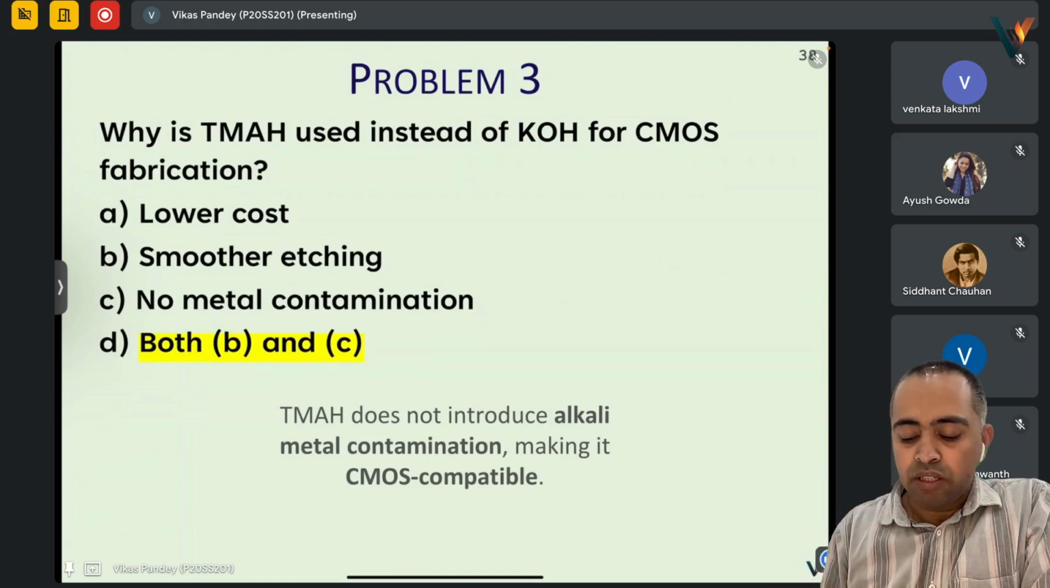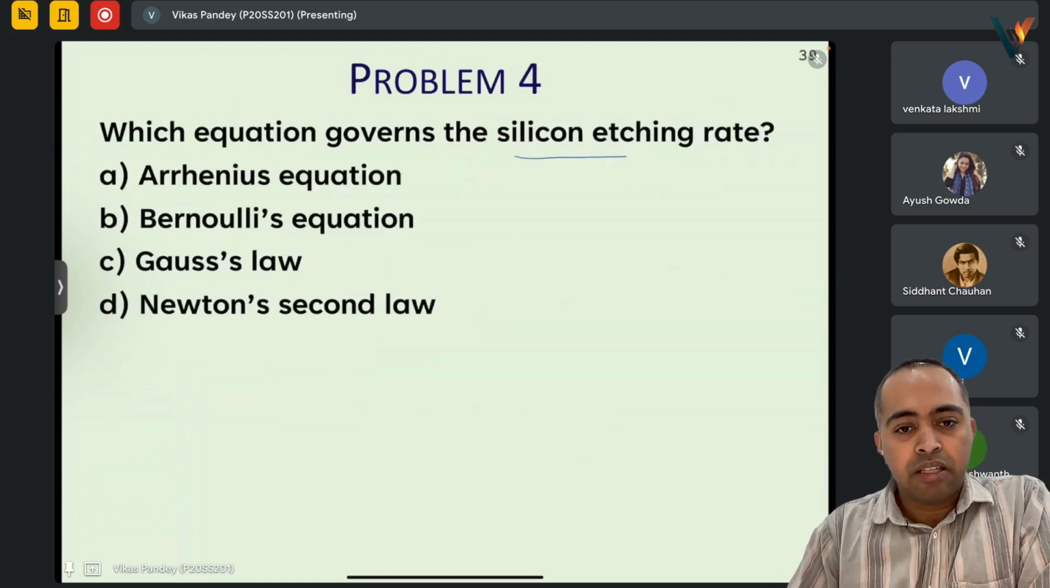Which equation governs the silicon etching rate? This sir has covered. Yes, anyone? Arrhenius equation, Bernoulli's, Gauss, Newton's second law.